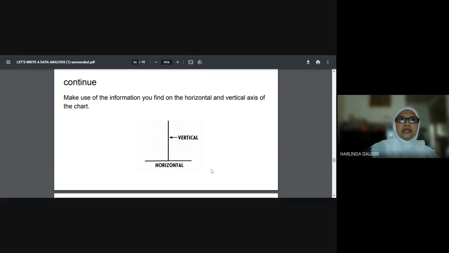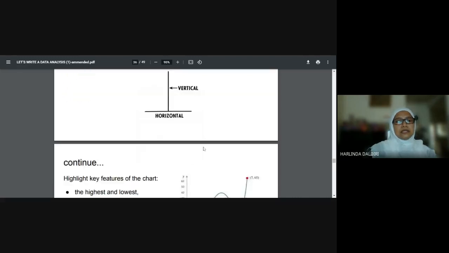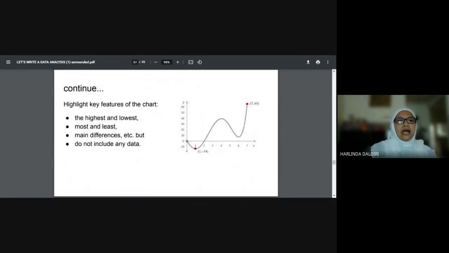Horizontal wise, you will have years, days, months, or sometimes items like books, subjects, people, age, age groups, things like that. And highlight key features of the chart. All right, the highest and the lowest, most and least, main differences, etc., but do not include any data.